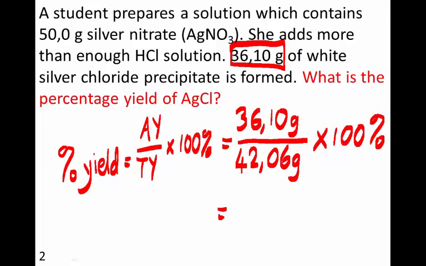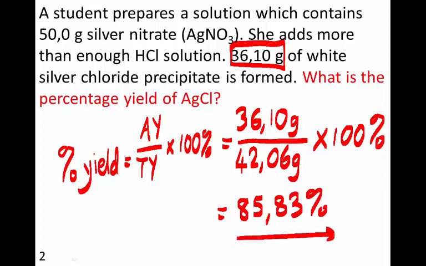36.1 divided by 42.06 multiplied by 100% equals 85.83%, meaning that about 86% of what you should have got, you actually got.